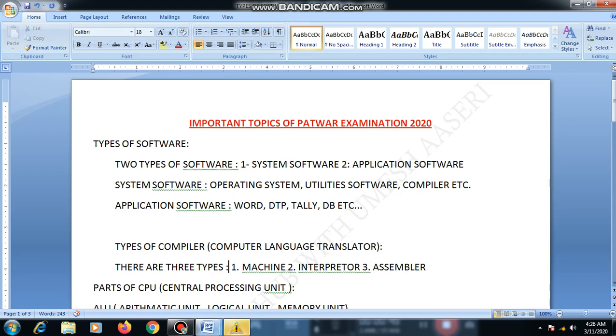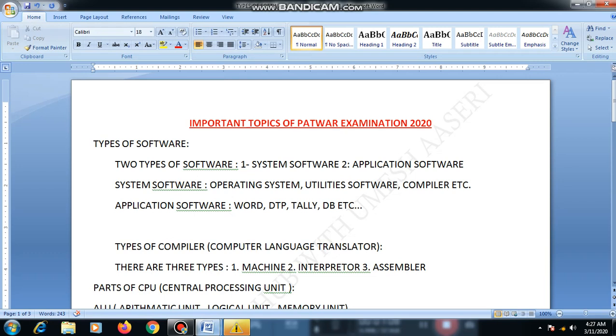And another one is application software. We can program small program units, make a set of instructions, and merge a number of programs to make an application. It's called application software: Word, DTP, Tally, database, etc.